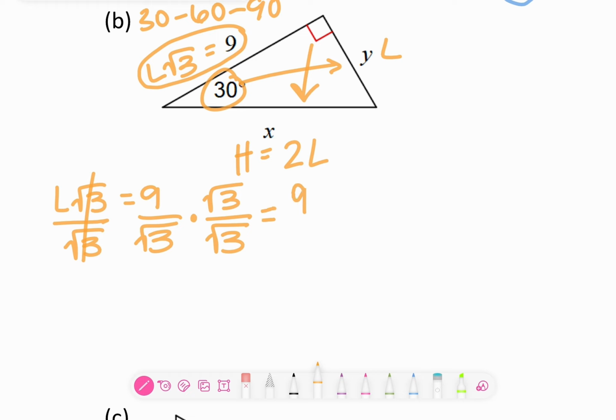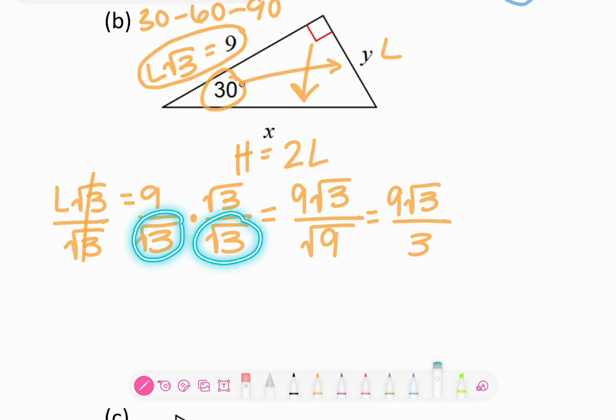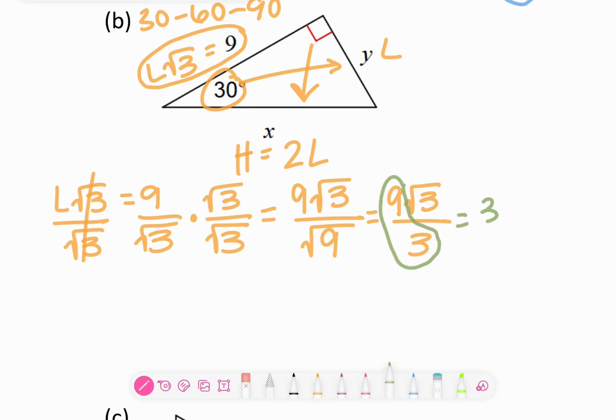So 9 square root 3 is our numerator over the square root of 9, because 3 times 3 is 9. And of course, we have 9 square root 3 in the numerator, but square root of 9 is just a whole number, 3. So if you haven't seen this pattern, let me point it out to you. When I multiply a square root by itself, I actually end up getting just that whole number. So that's one way to do that a little faster. And then if you divide those whole numbers, 9 divided by 3, you get 3 square root 3 in this case. Okay, and that's our L.